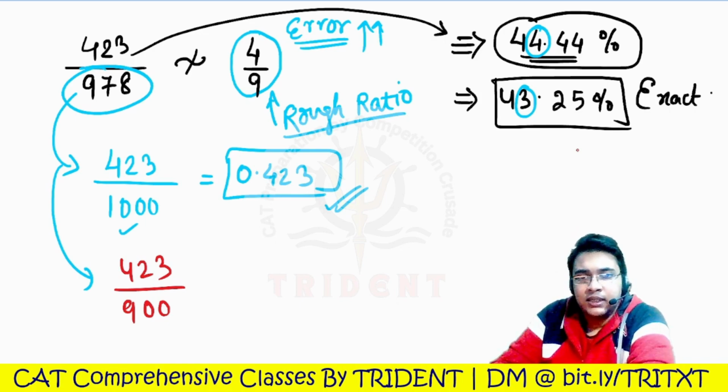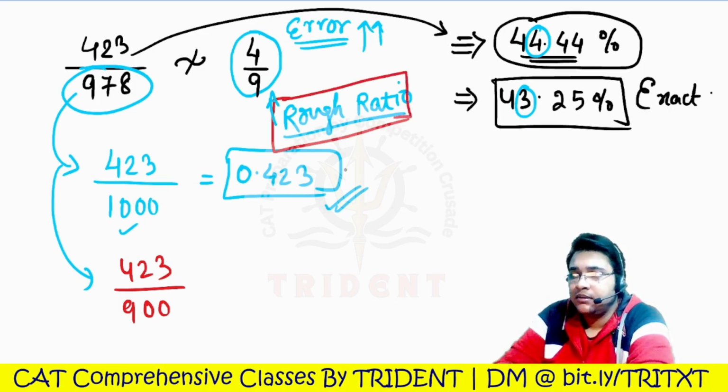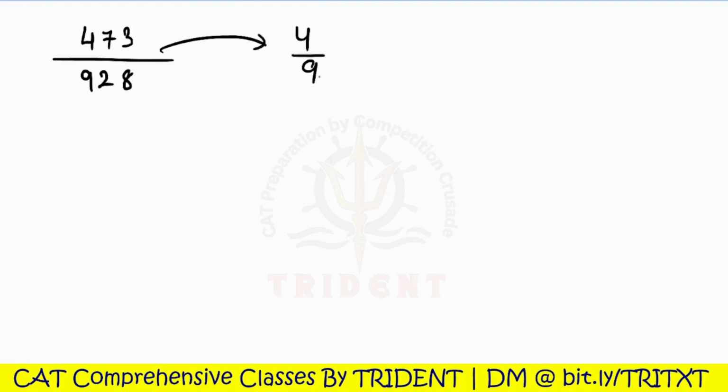So the bulk of my understanding will revolve around the idea of how I can manipulate such that my rough ratio is intact. Okay, so let's take a number. Let's say I am taking a number like 473 divided by 928. So again, 4 by 9 is my rough ratio. I'll keep this thing in mind. What is it that I want to make? The denominator, I make the denominator 1000. Okay, this makes my life so much easier.